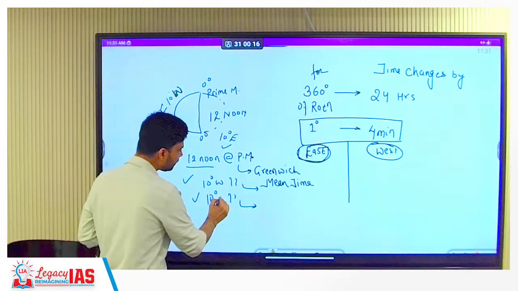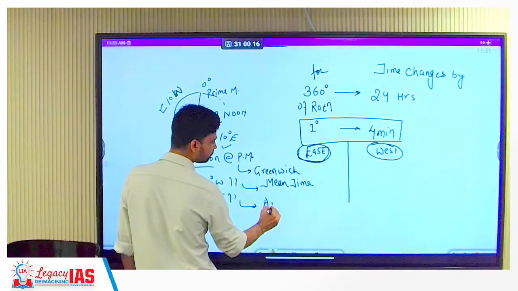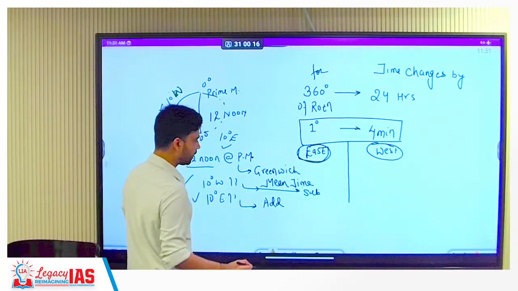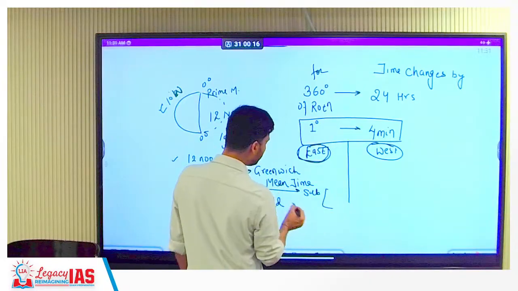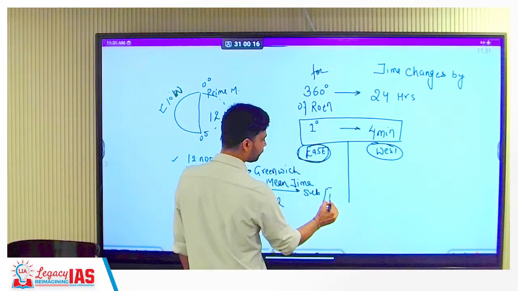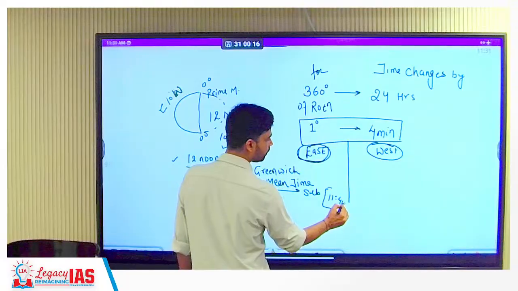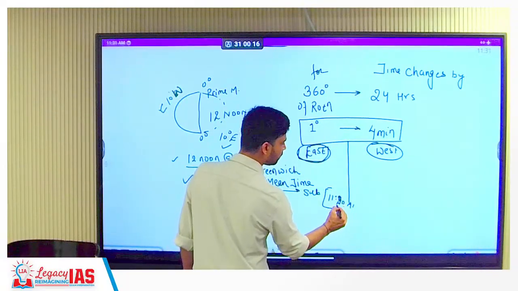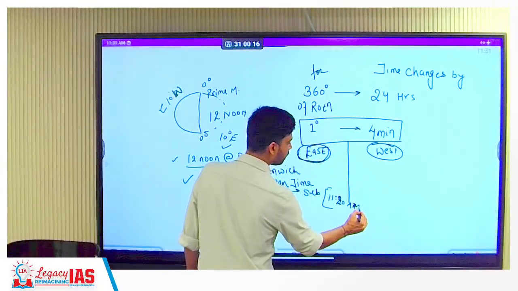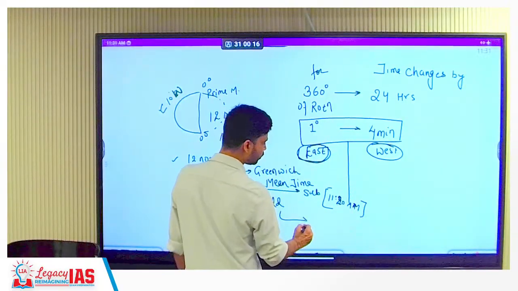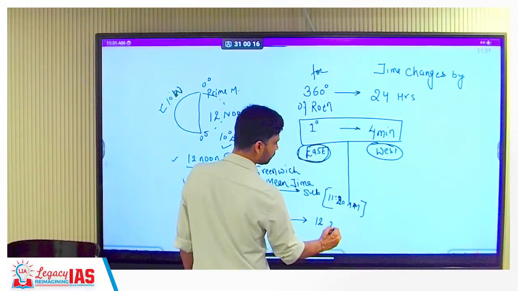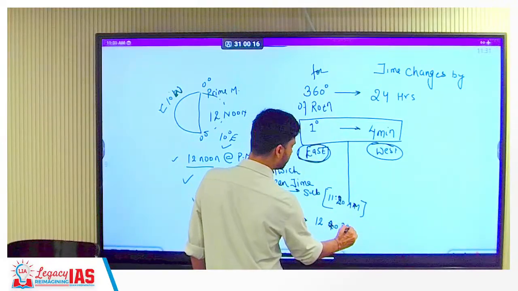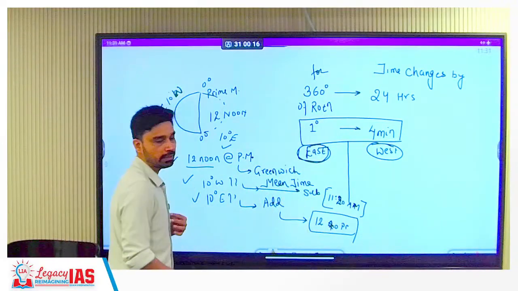So if you are calculating time to the east, what do you have to do? Add. If you are calculating time to the west, what do you have to do? Subtract. That means at 10 degree west, what should be the time? 11:40, or how much? 20, right? 11:20 am. And at 10 degree east, what should be the time? 12:40. 12:40 pm.